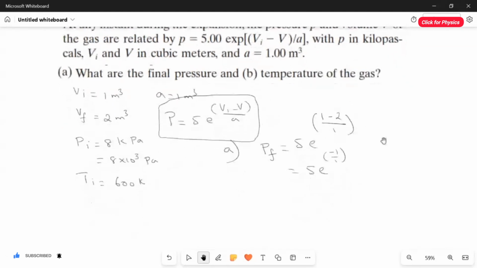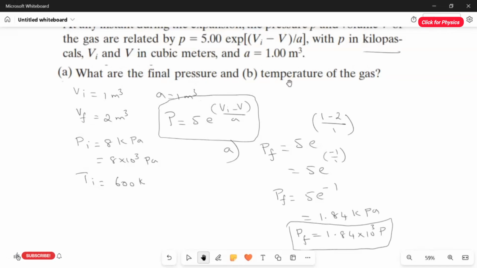And they clearly mentioned the pressure should be in kilopascal. So Pf is equal to 5 exponential of minus 1, which is equal to 1.84, because they clearly mentioned P should be in kilopascal. So 1.84 kilopascal, which is 1.84 multiplied by 10 power 3 Pascal. So this is the answer for the first part.